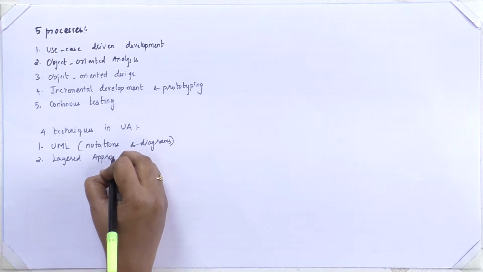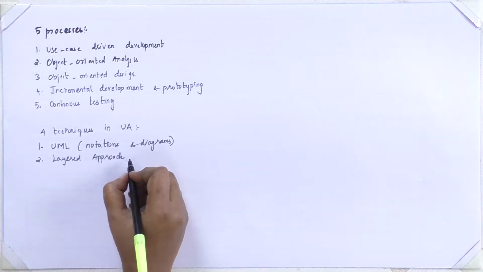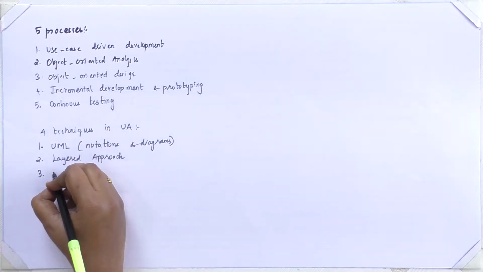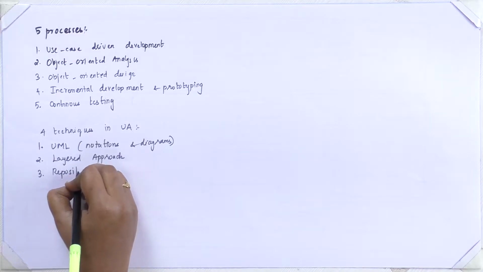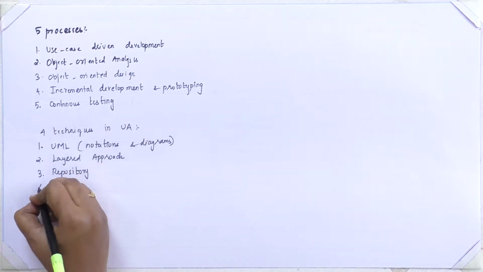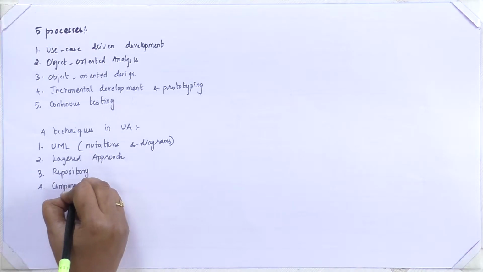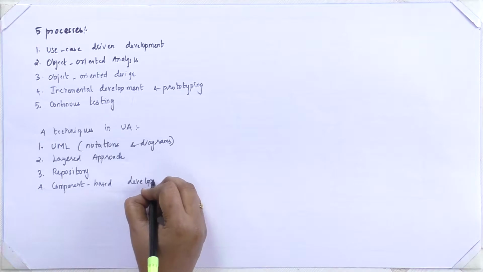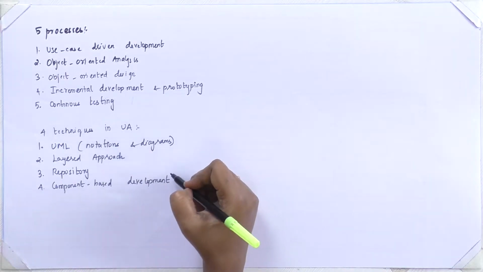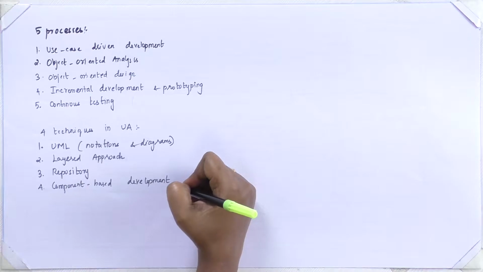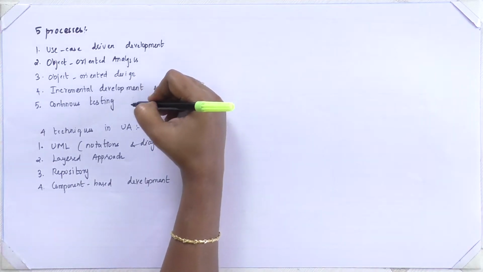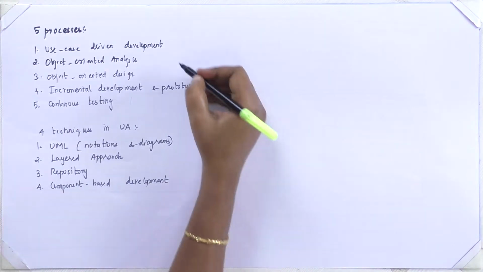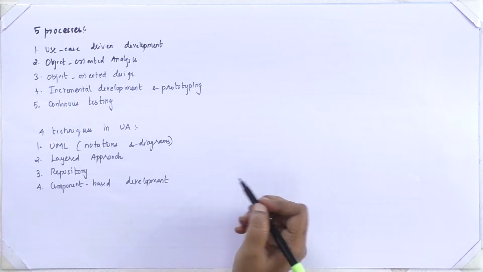Second is layered approach. Layered approach is a special technique using which you can process these 5 processes. Third one is repository, and the fourth one is component based development. So these are the 4 techniques. Using these 4 techniques, you can perform these 5 processes in unified approach. Let us see the processes and techniques in detail in the following session.